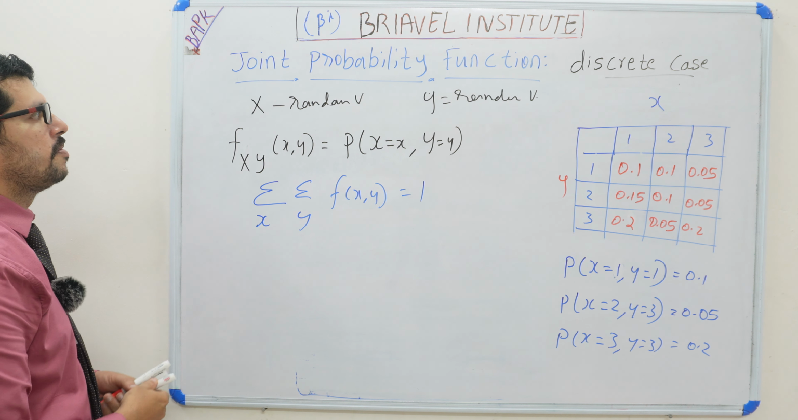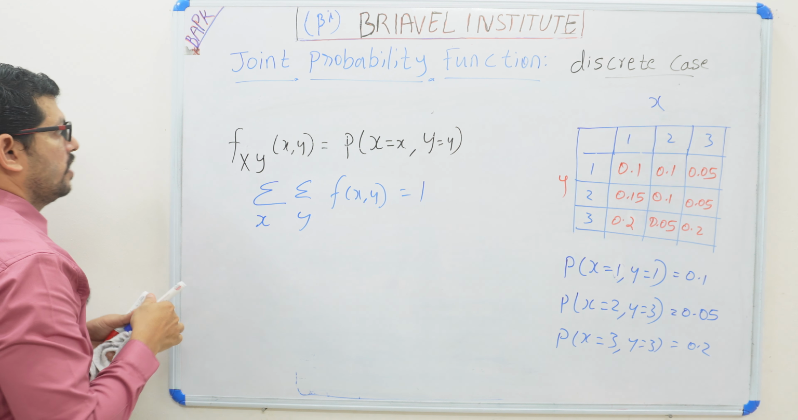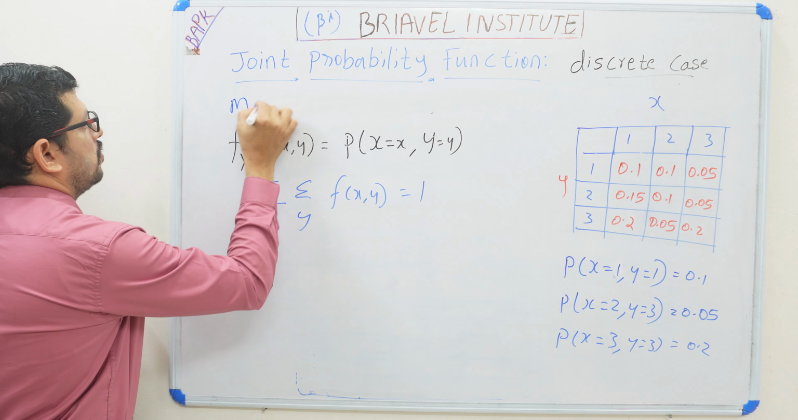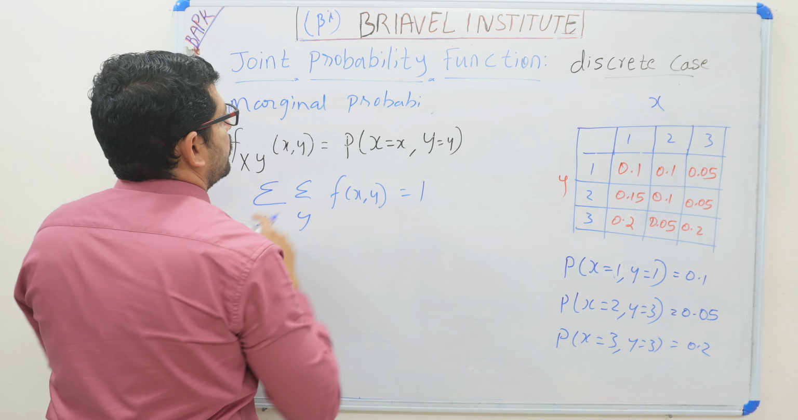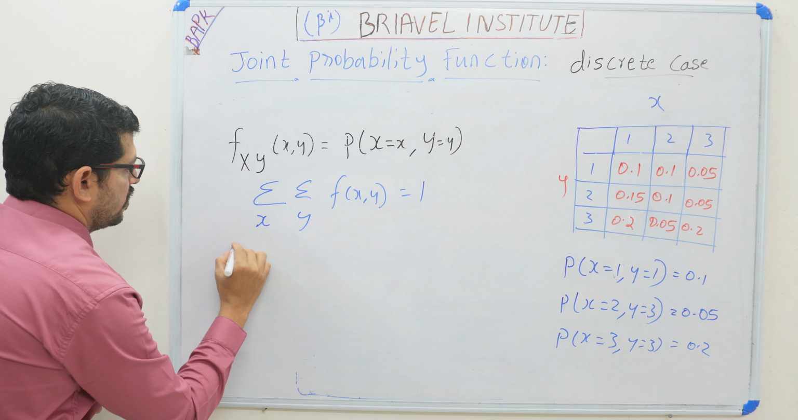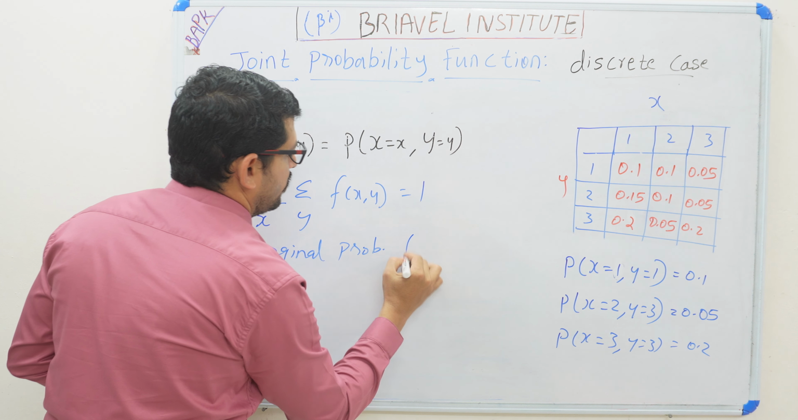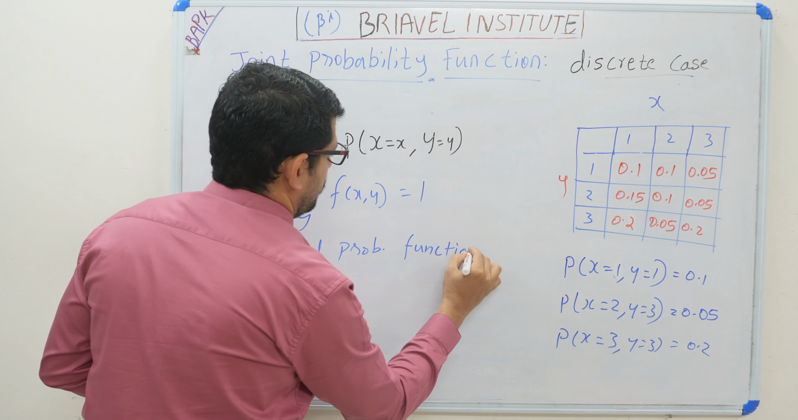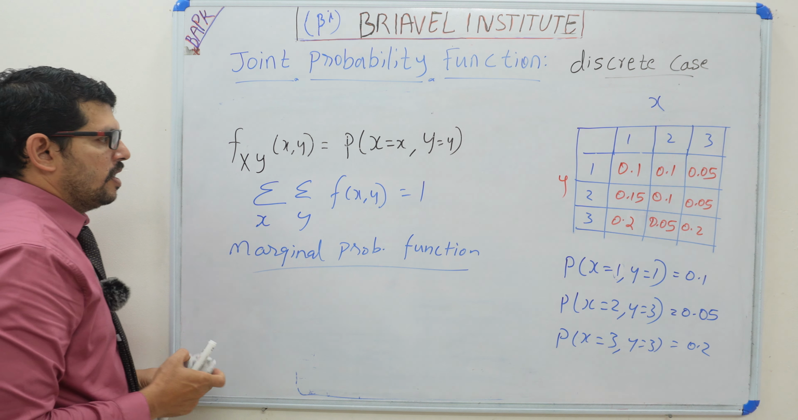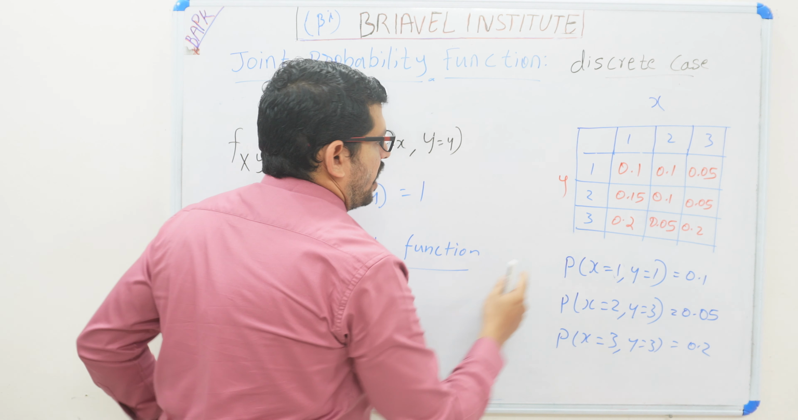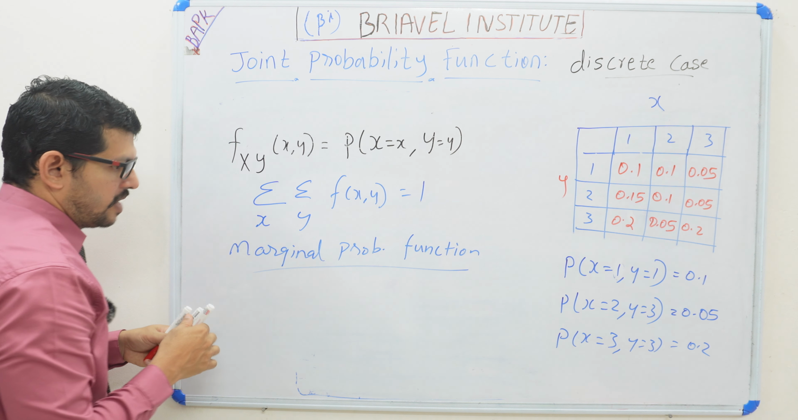Now we will move into the marginal probability distribution. What is a marginal probability function? We will write it here. Marginal probability function. Now you see we have a graph, and in the marginal probability function we will represent x alone or y alone. Its representation is like this.